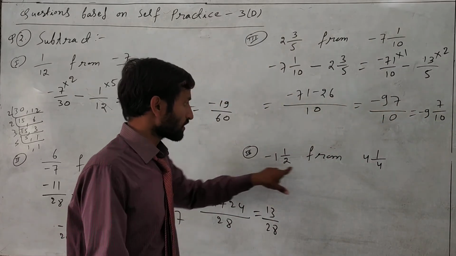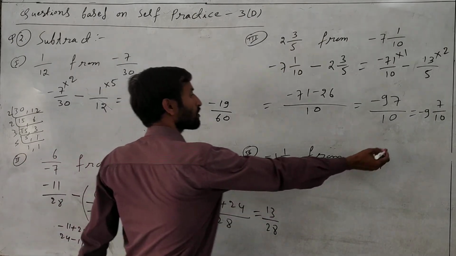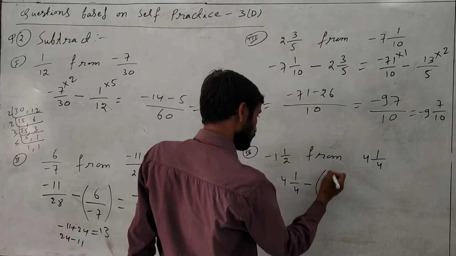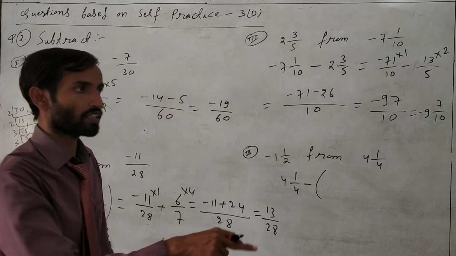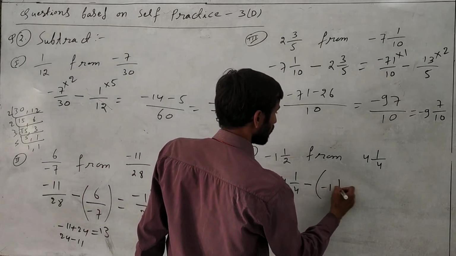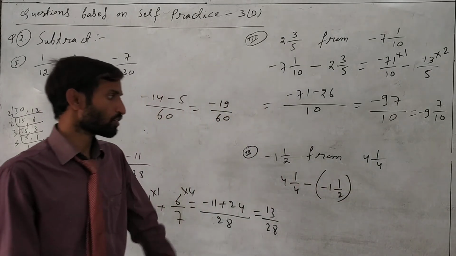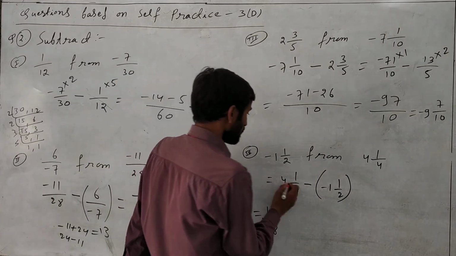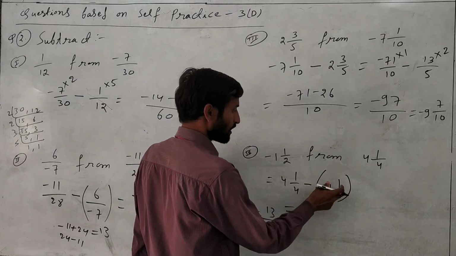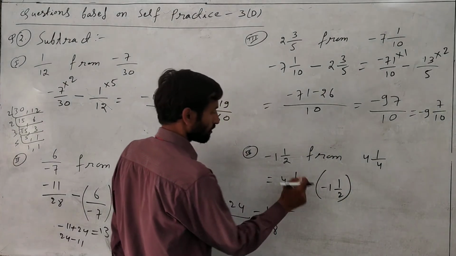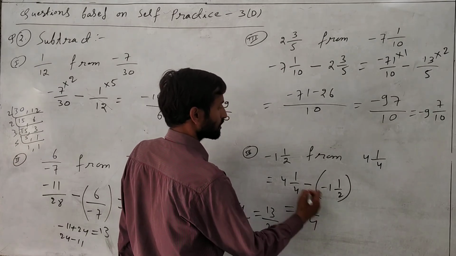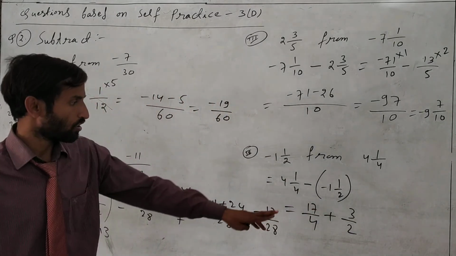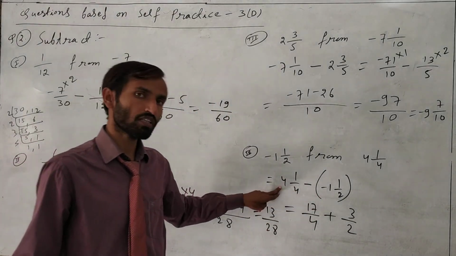Like that, next part we have to do here. First of all we write this part, 4 1 upon 4 minus, and then put a small bracket here because two signs are coming together, minus 1 1 upon 2. That's why I put the small bracket. After that, remove this small bracket as well as the mixed fractions. So 4 fours are 16, plus 1 is 17, so 17 upon 4 will come. Minus minus becomes plus 3 upon 2. So both are positive, because minus minus makes plus and previously a positive sign is there.